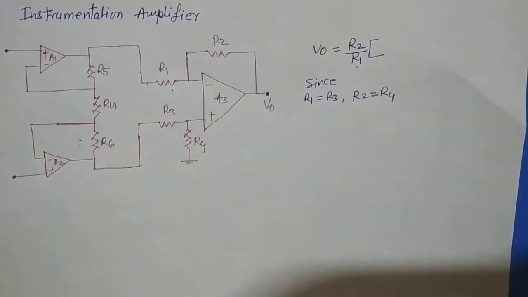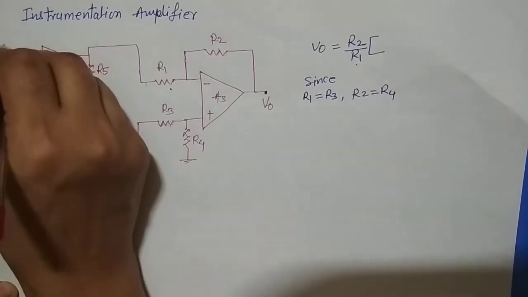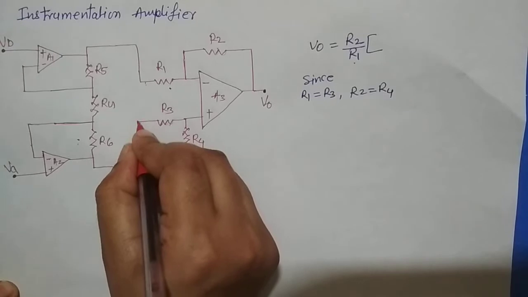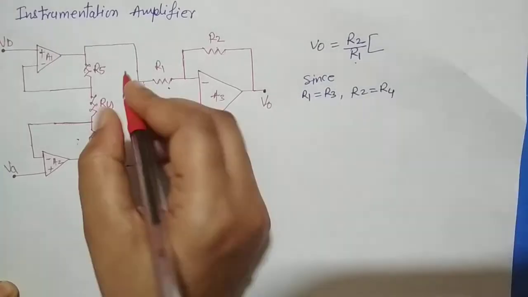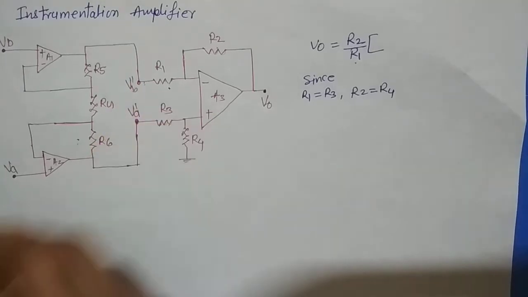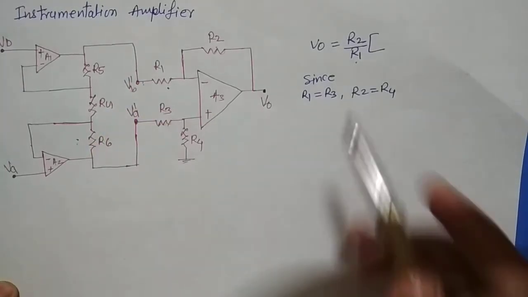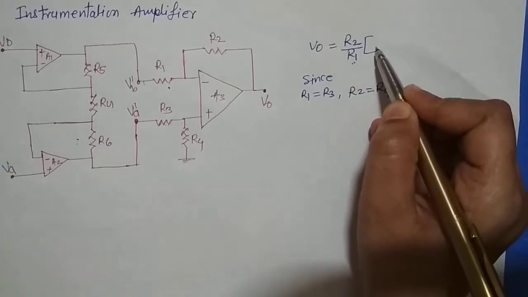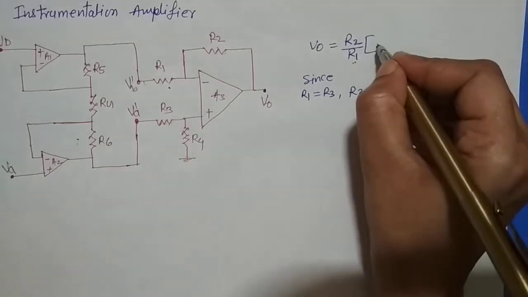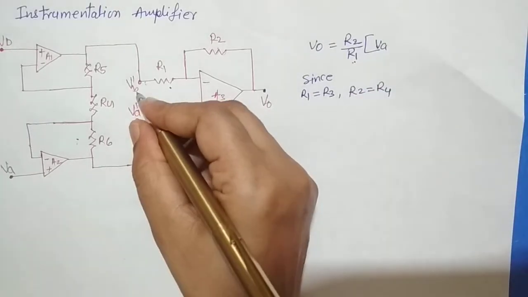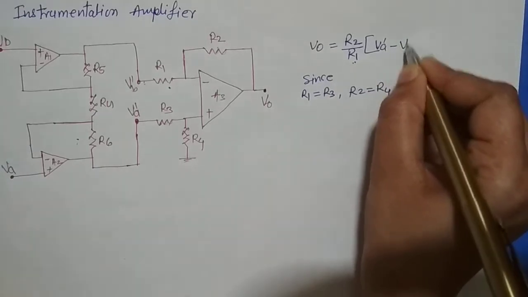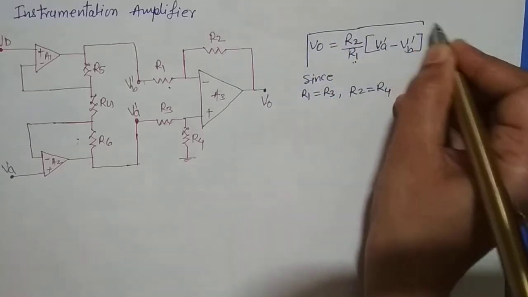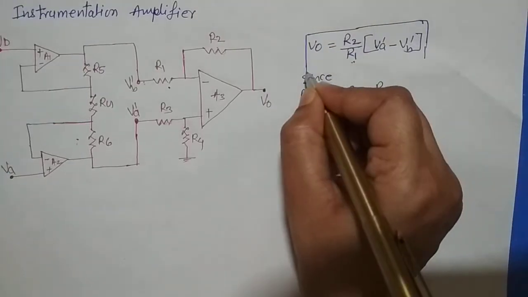So let us consider here the input is VB and here the input voltage is VA. So here the input voltage is VA dash and here the input voltage is VB dash. The output voltage will be R2 divided by R1 into the difference of the two input voltages, VA dash minus VB dash. This is the total output voltage of this instrumentation amplifier.